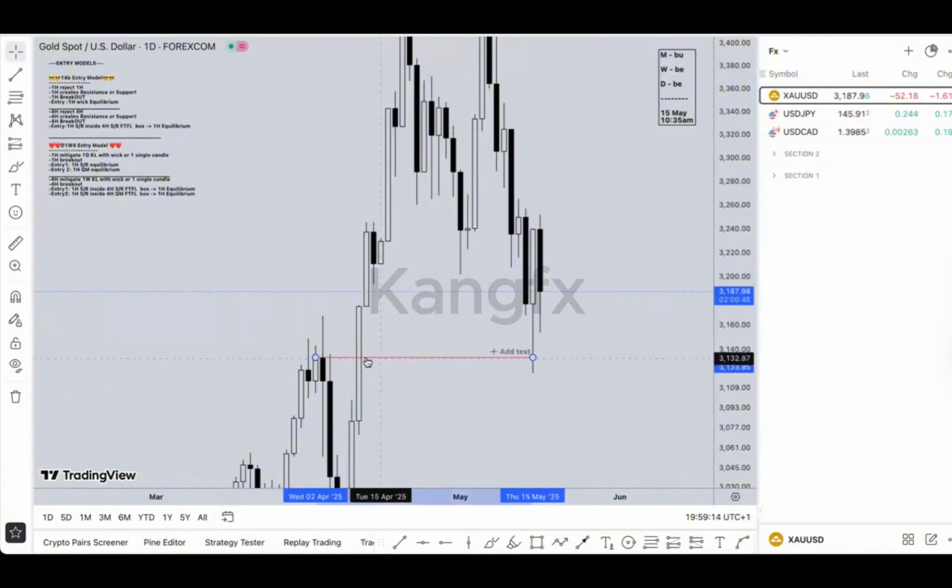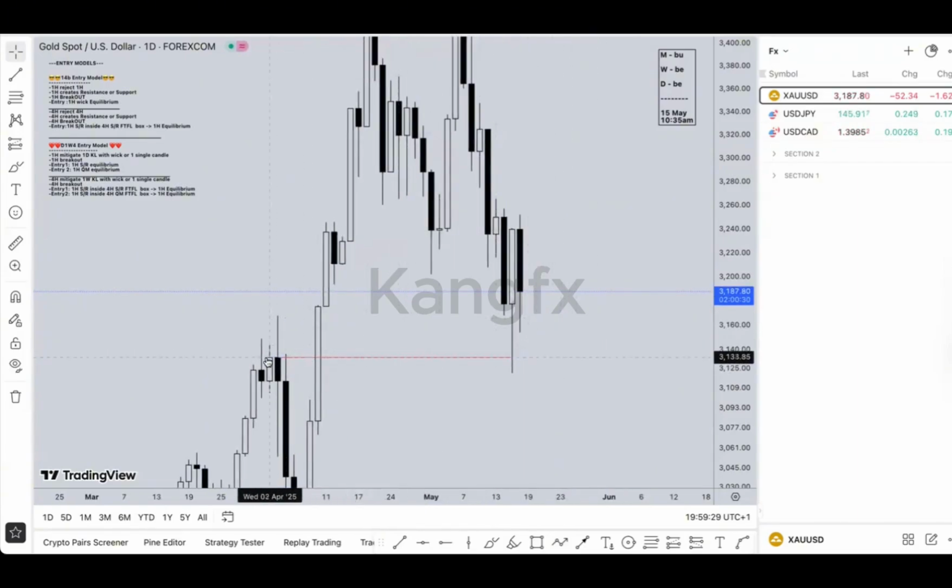You can also use it for confirmation, where the market did not get to your TTFL. It can be used for confirmation when the market did not get your TTFL. And it can also be used for retracement or pullback entries. Now, we have this daily RBS here. The market came and tapped it.